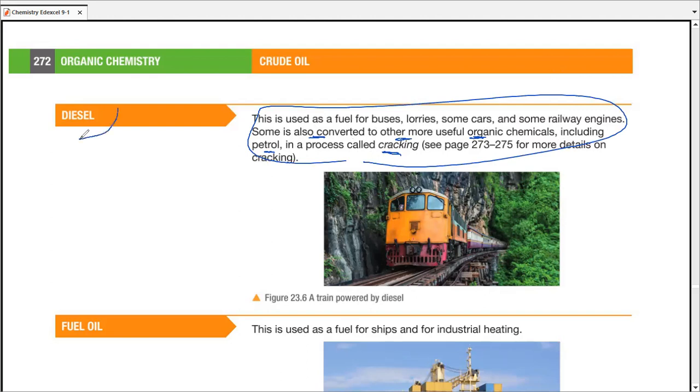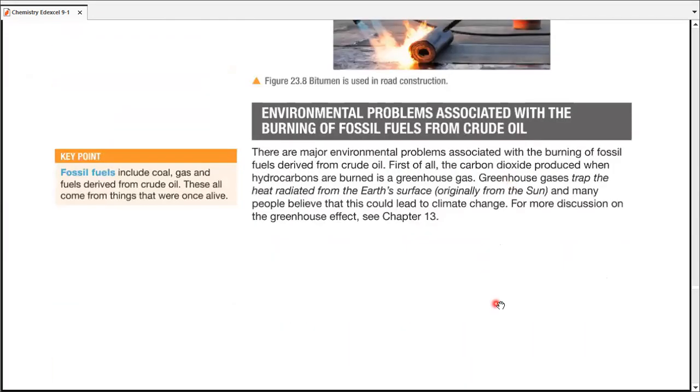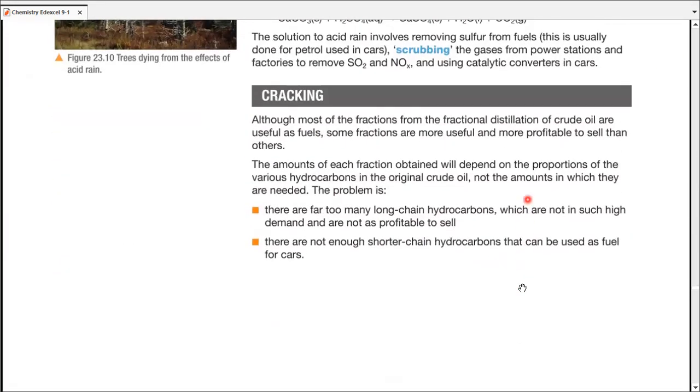So we're going to talk about how a bigger molecular fraction is converted into more useful chemicals by this process. One of those chemicals also includes petrol and gasoline. So how are we going to do it? Let's study it in the cracking portion. So cracking. Most of the fractions from fractional distillation are useful as fuel. Some fractions are more useful and more profitable to sell than others. Then what about the other fractions which are less useful and less profitable? There comes the process of cracking playing its role.